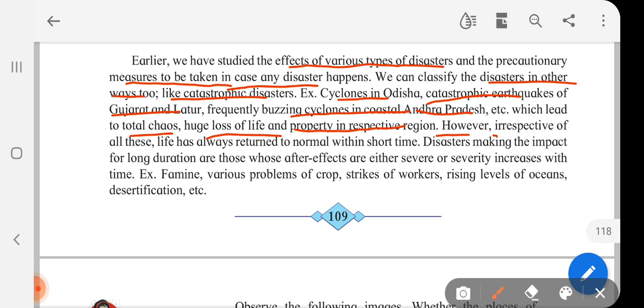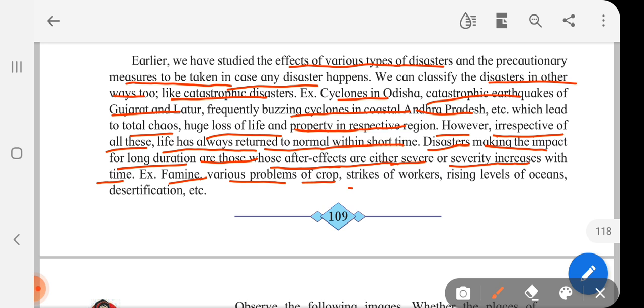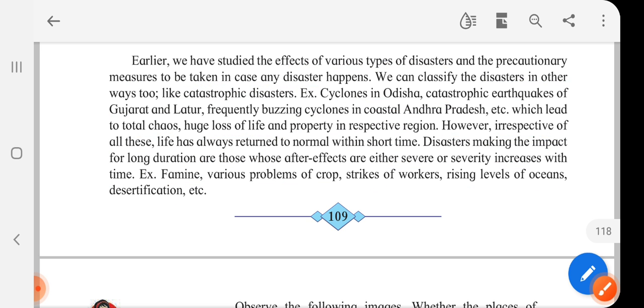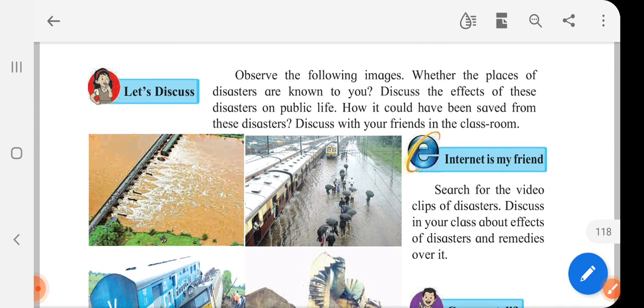However, irrespective of this, life has always returned to normal within a short time. Disasters making an impact for a long duration are those whose after effects are either severe or whose severity increases with time. Examples: famine, various problems of crops, strikes of workers, rising levels of ocean, desertification, etc. So these are some examples of disasters.